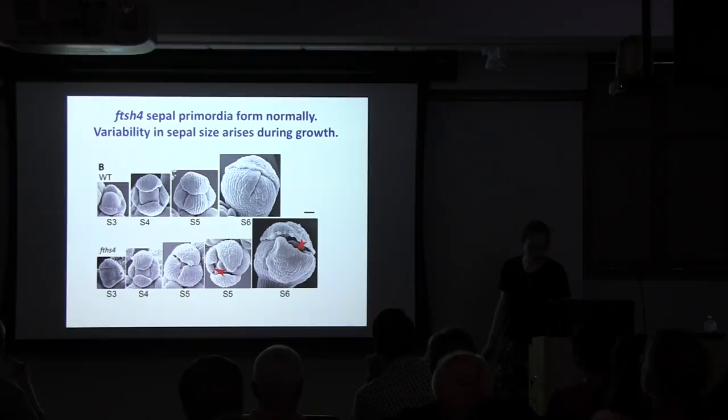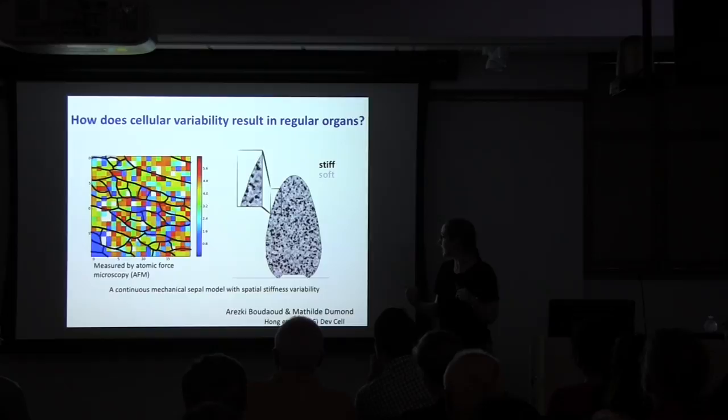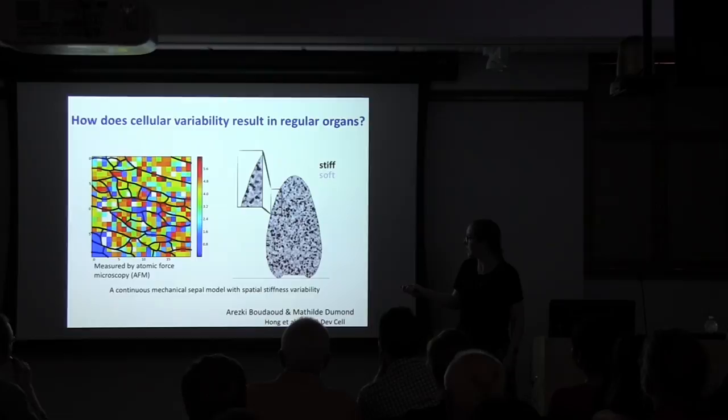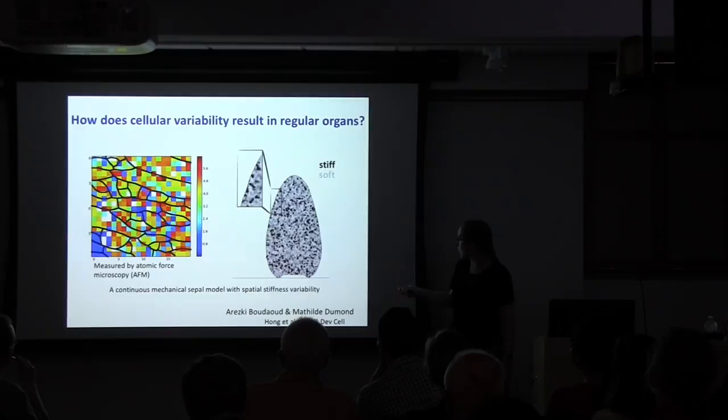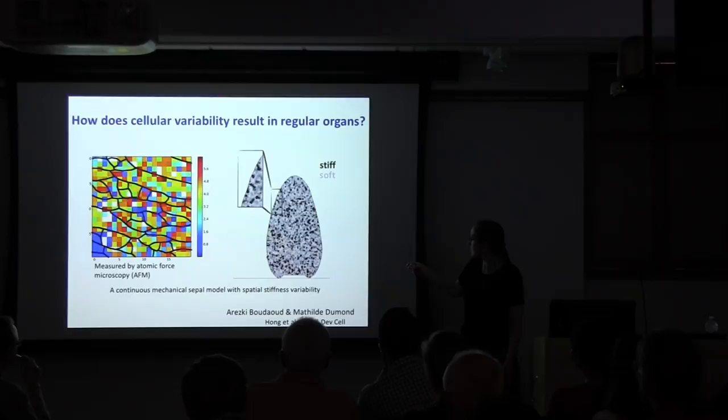So we wanted to think about this from a modeling perspective and ask the question, how does cellular variability give rise to organ regularity? We need to think about what we should look at here. And so we started with some modeling, and we based the modeling on our atomic force microscopy data looking at variability in cell wall stiffness. So Reske and Mathilde made a model where they've got a mechanical sheet of tissue and they put different stiffnesses into it. So black is stiff, and gray to white is soft. And they replicate this variability based on the atomic force microscopy data, and then they see what happens.